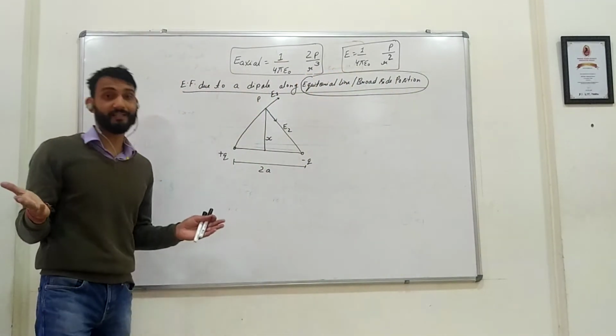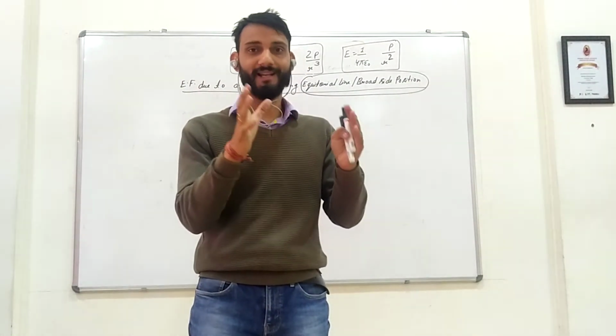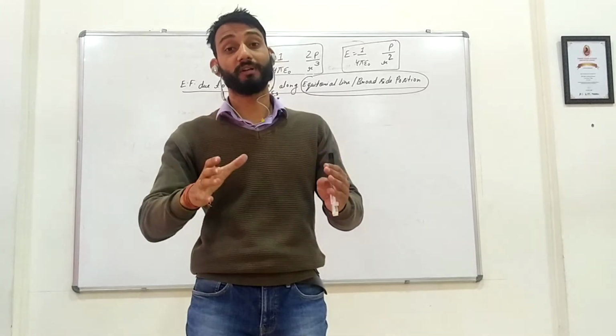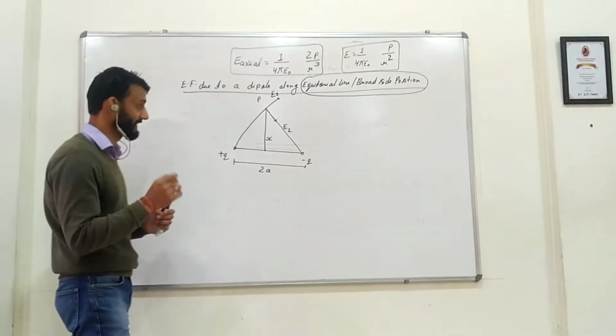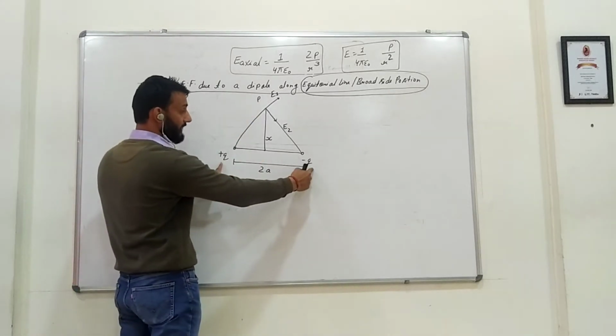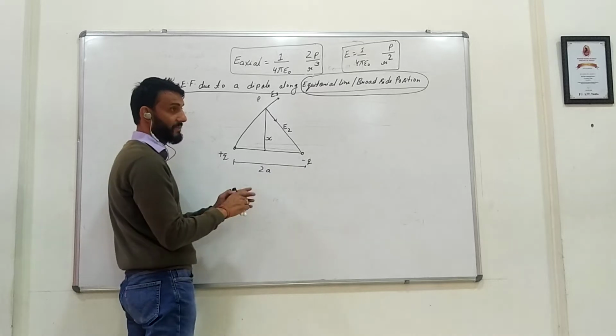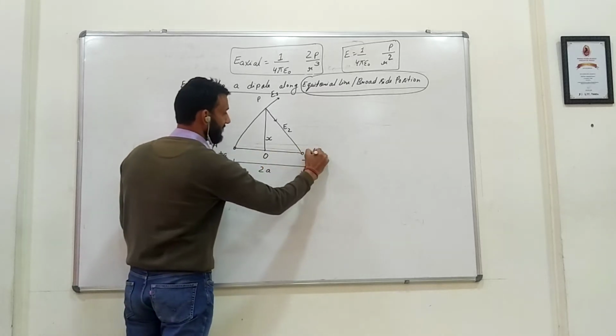So again I am telling you that whenever you do a derivation, make sure that you draw a labeled diagram and you do the introduction part properly. So this is a very important and necessary thing. So this is my diagram where I have drawn a dipole separated by a distance 2a. Now the center of the dipole is O. Let me name these points as A and B.